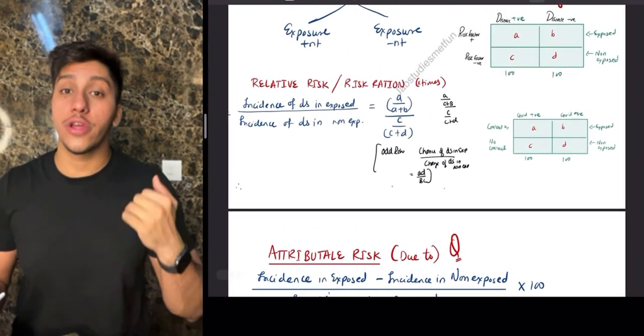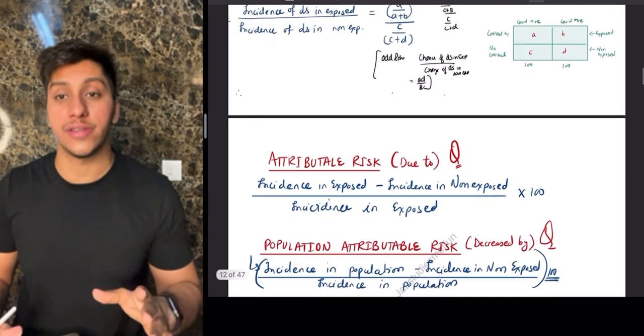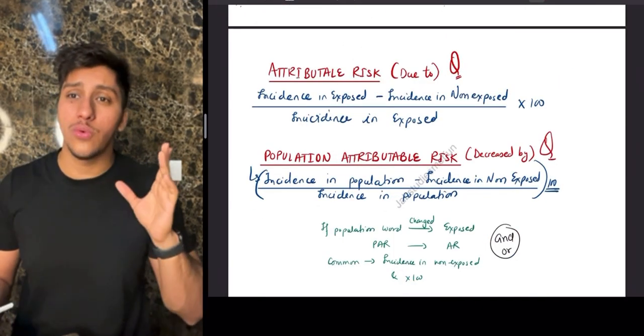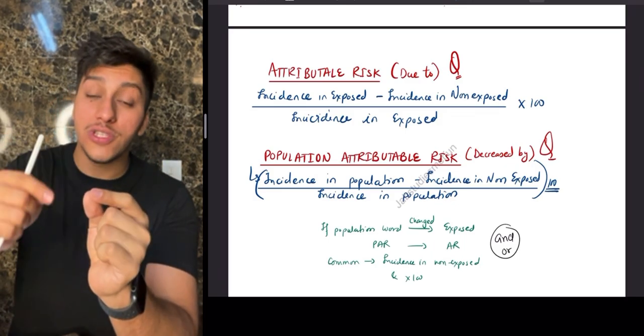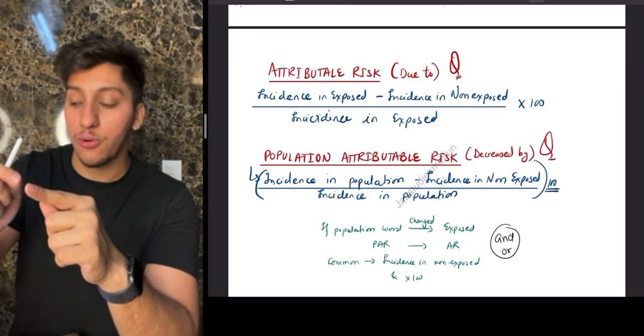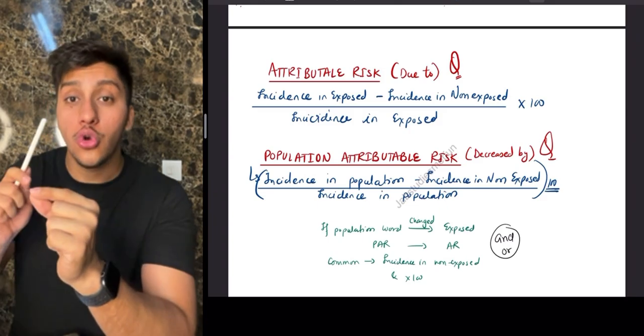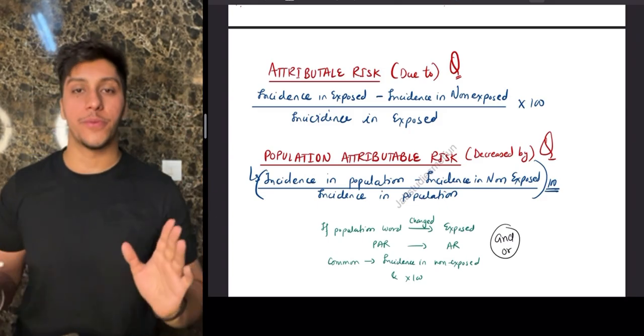In cohort, you can find another thing which is your attributable risk. In layman terms, attributable risk is how much responsibility the single risk factor has to cause the disease.